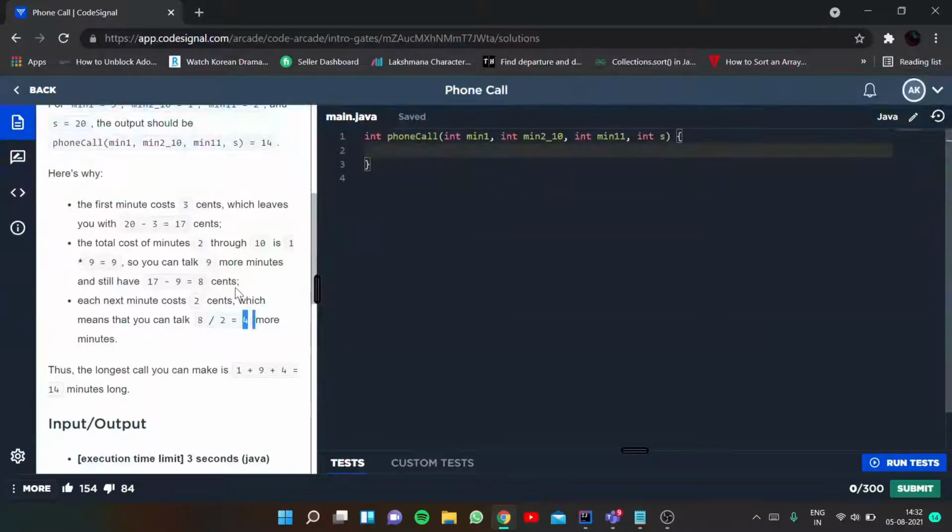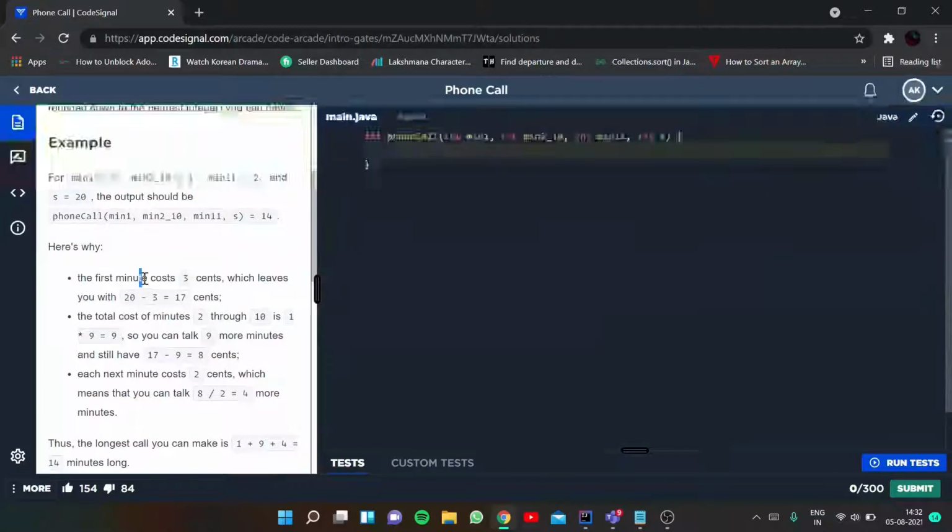So the longest duration is: the first minute, which is 1, plus 9 for minutes 2 to 10, plus 4. So 1 plus 9 plus 4. Okay, that is the total minutes.